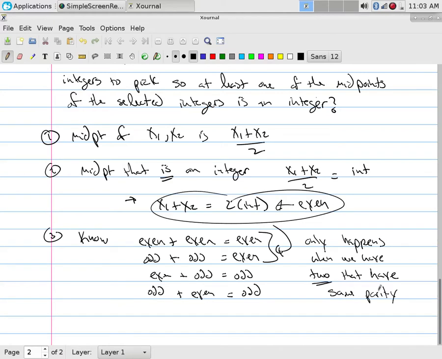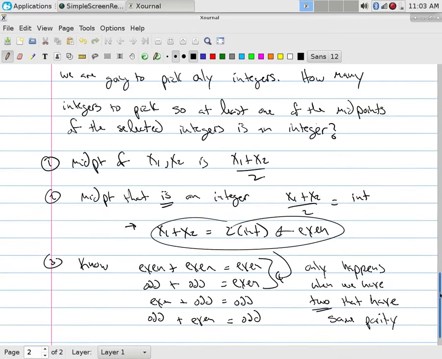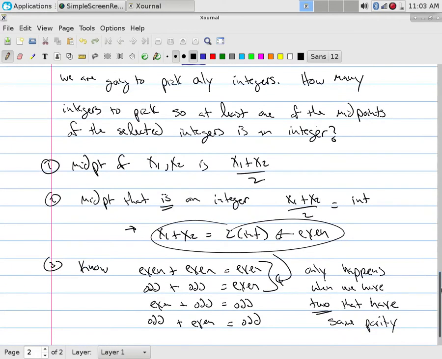So my entire problem is actually this. You say, I want to add these two numbers and get an integer midpoint. What you just said is really, how many numbers do you pick to guarantee at least two have the same parity? Well, how many parities are there? Two. So how many numbers do we need? Three, by the pigeonhole principle. Who said three at the very beginning? Everybody okay with that?